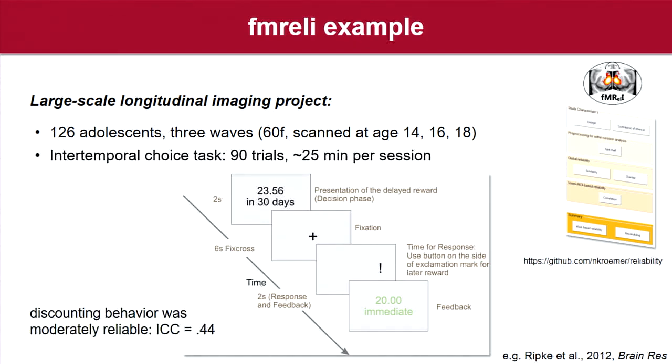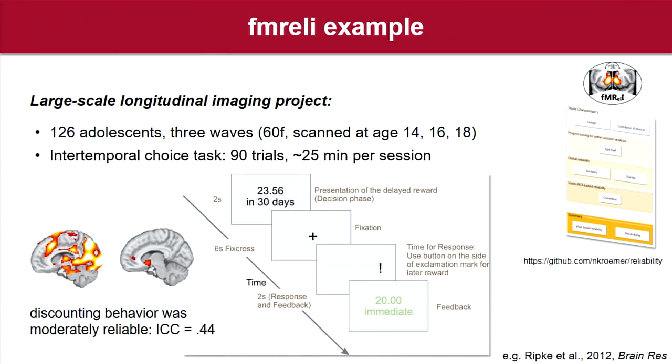And the first two important points here: the discounting behavior was moderately reliable, and also, we found very stable main effects. On the left side, you see the offer contrast. On the right side, you see the subjective value contrast. Those both were very stable and big here.